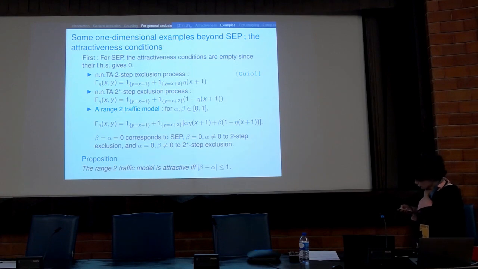And the proposition using our conditions is to say that this model will be attractive if and only if you have the absolute value of beta minus alpha less than or equal to 1. So you see that alpha equals beta equals 0, it's simple exclusion. Alpha equals 1, beta equals 0, you get totally asymmetric two-step. Beta equals 1 and alpha equals 0, the two-star step.